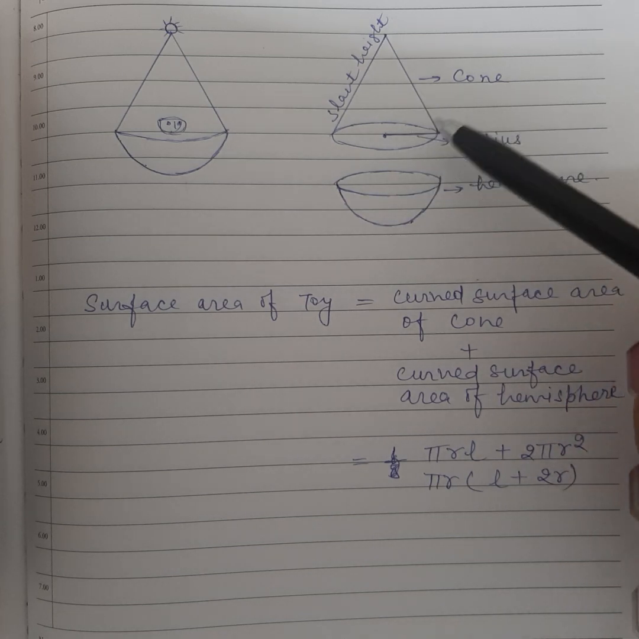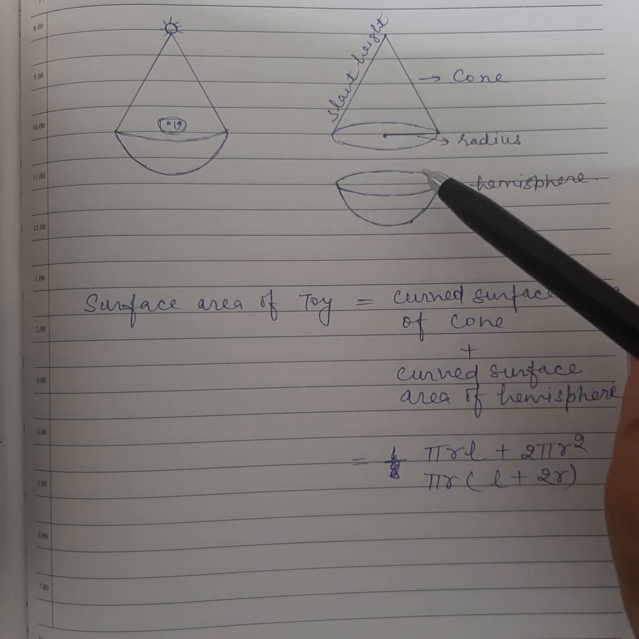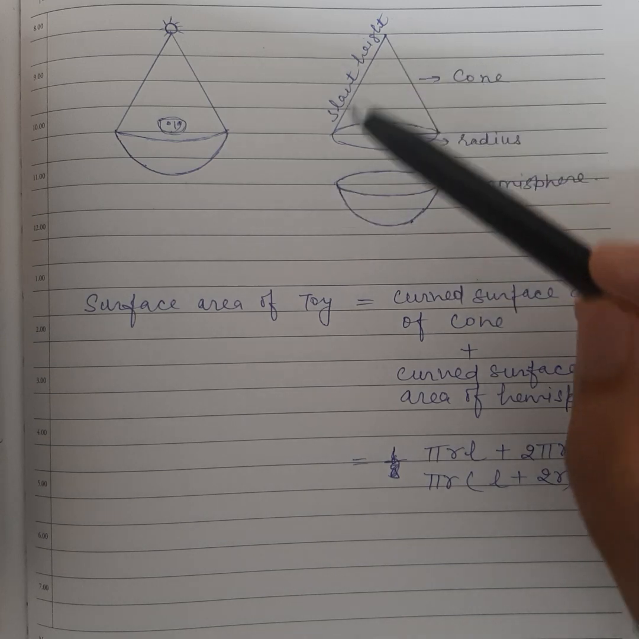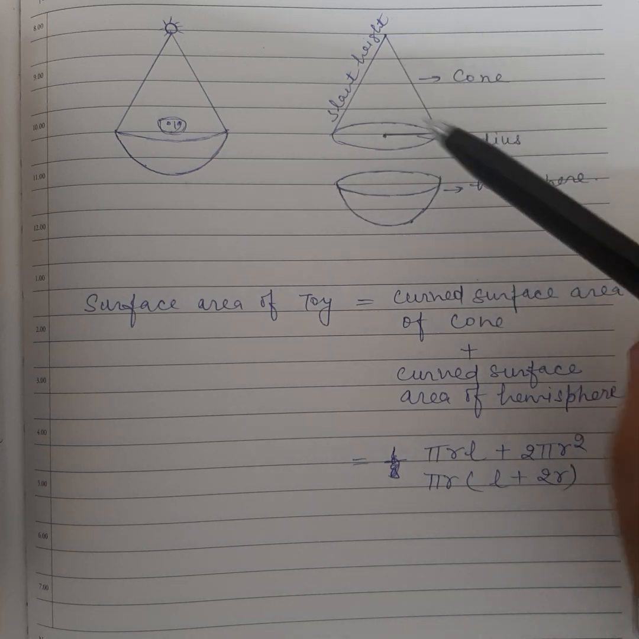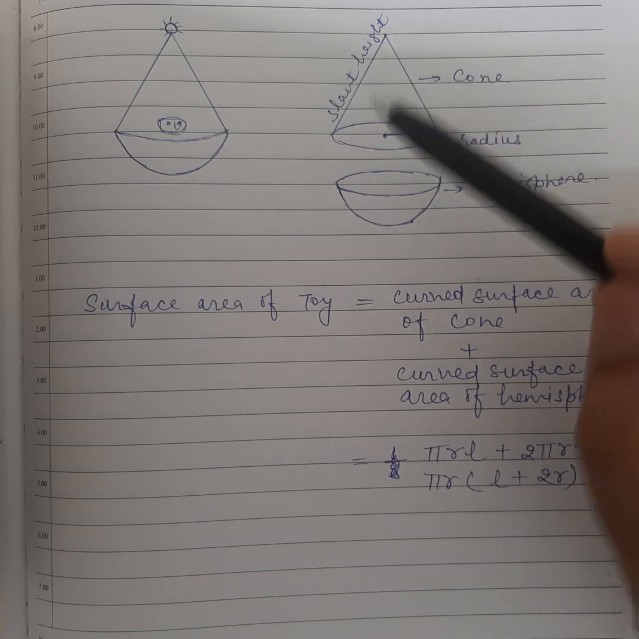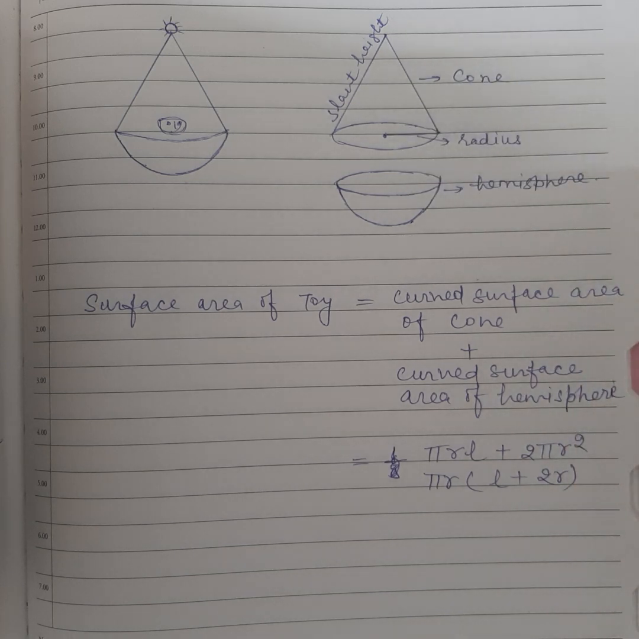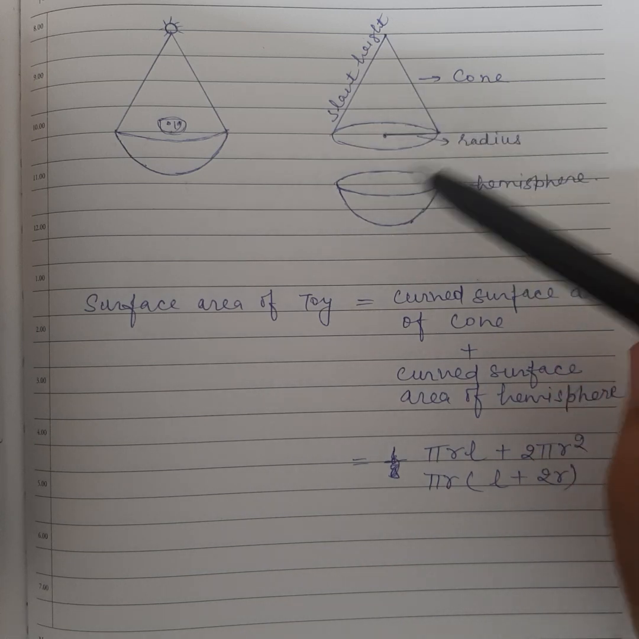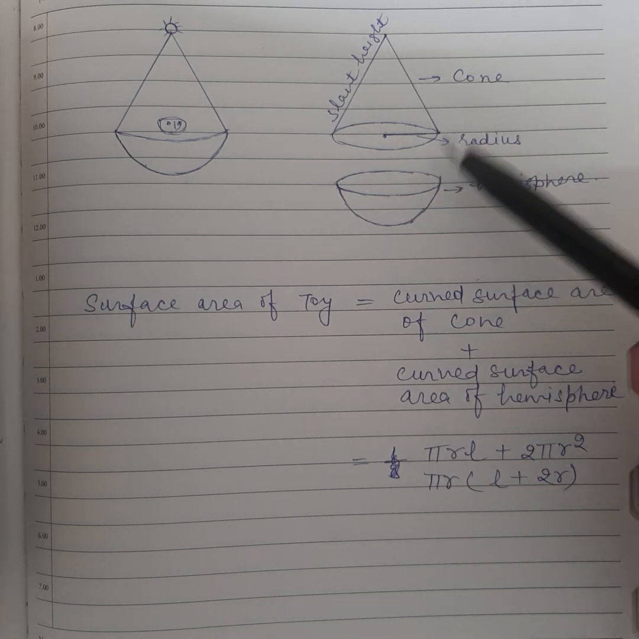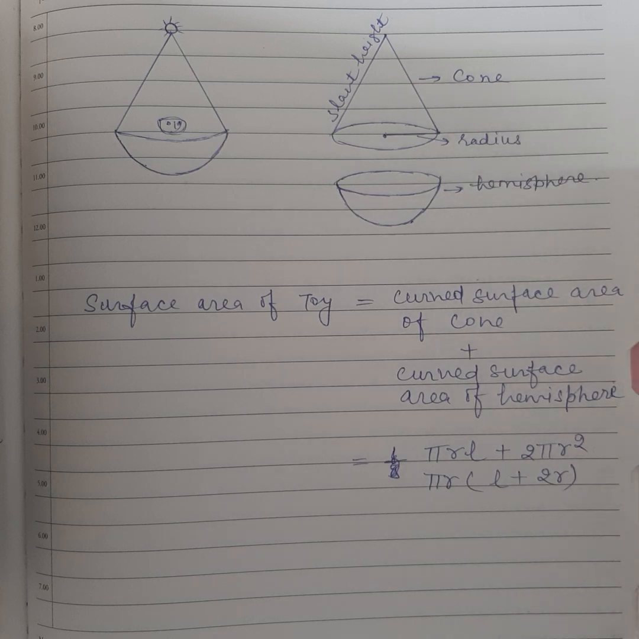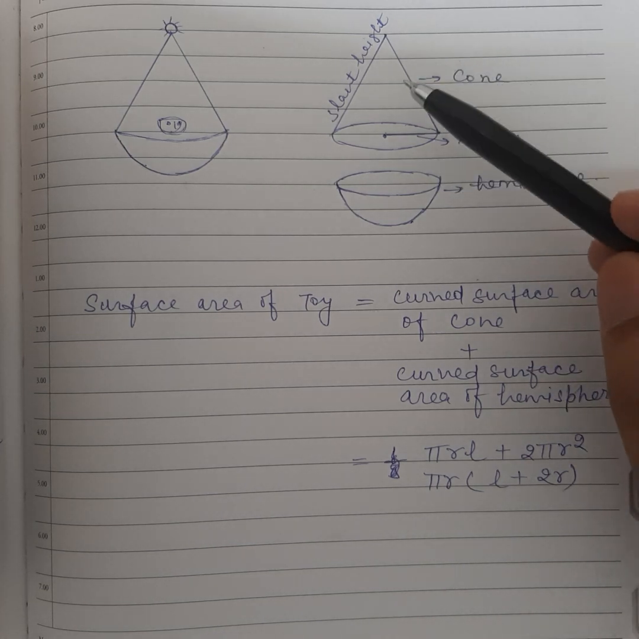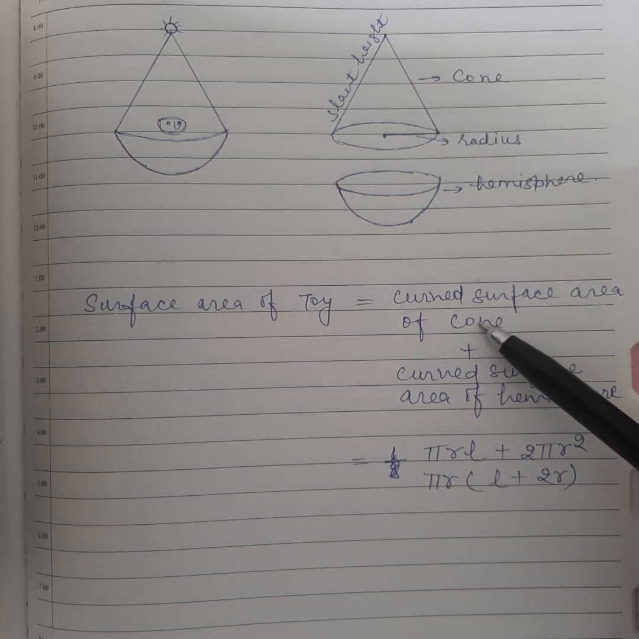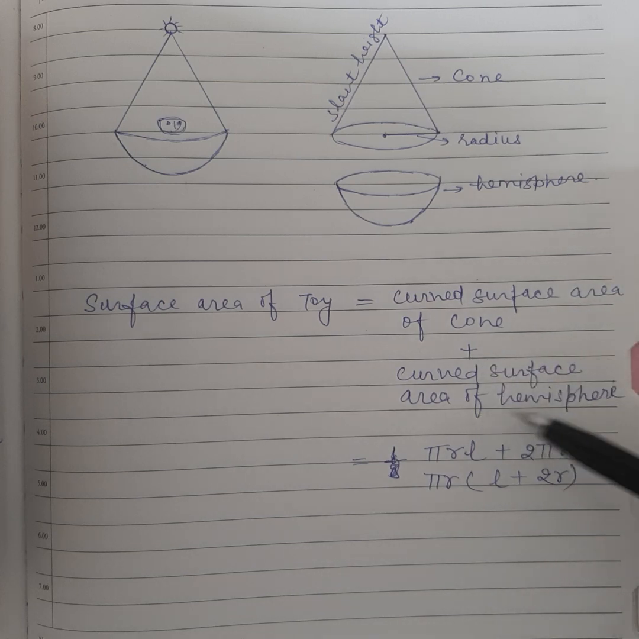Again, we'll have to ignore the flat surface area because they will be inside, and if we have to paint this shape or this figure or this item, we will have to paint only the outside. We don't have to paint the flat surface area, which are circles in this case. So we'll have to ignore these flat surface areas to calculate the surface area of the figure. So the curved surface area of the cone plus the curved surface area of the hemisphere.